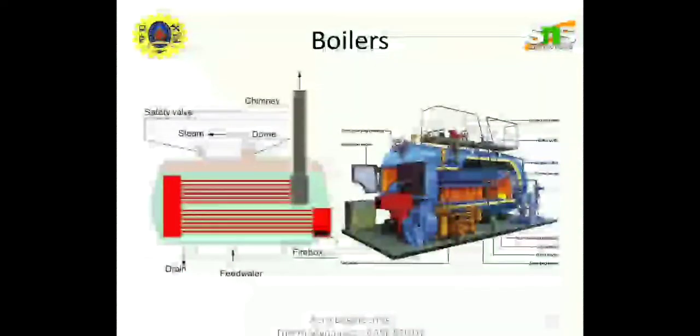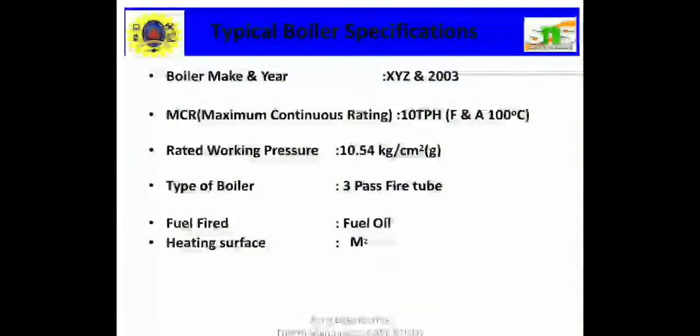This is an example diagram of a boiler. Here are the safety valve, chimney and dome. This is the full construction of the boiler section. These are the typical boiler specifications used in this case study.